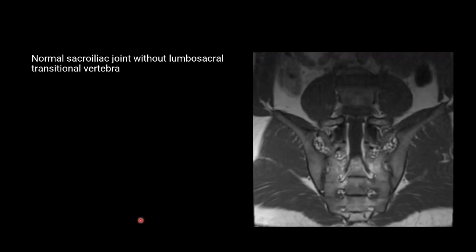So here is a coronal T1 weighted image of a normal sacroiliac joint without a lumbosacral transitional vertebra. So these are the transverse processes and these are the sacral ala.